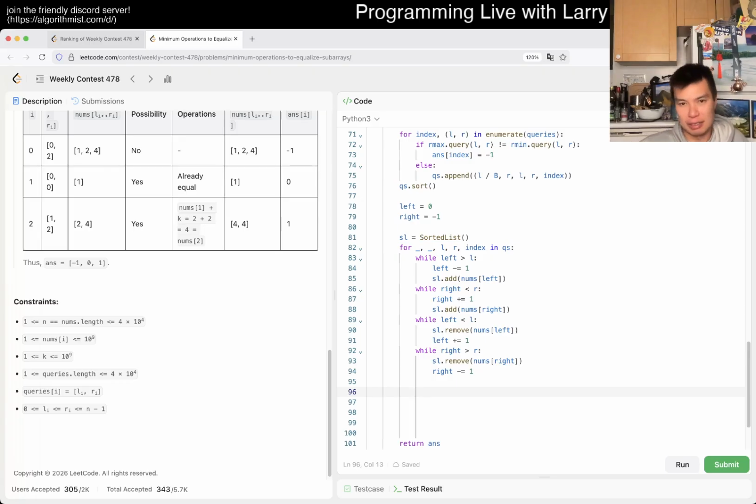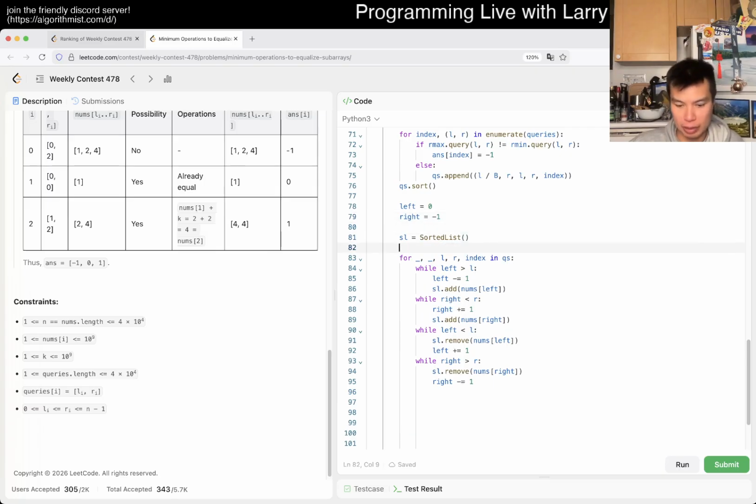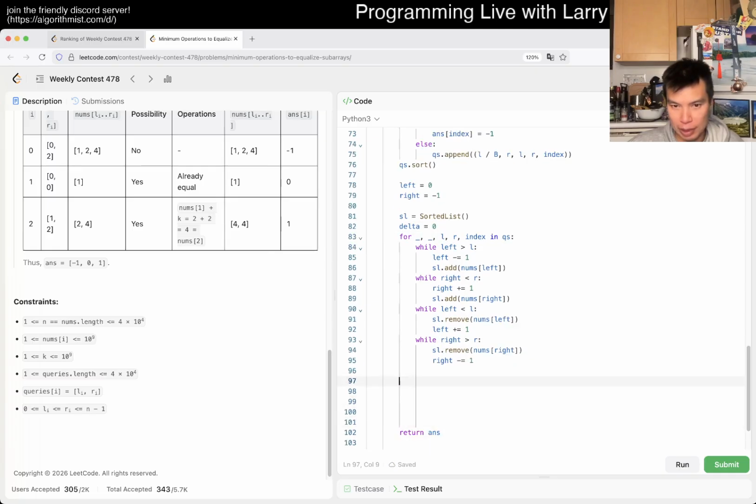I mean, I guess it is the way it is. Okay, well, we just have to track, which is hard. But actually, before that though, let's print it out real quick. Print SL, see if it's right.